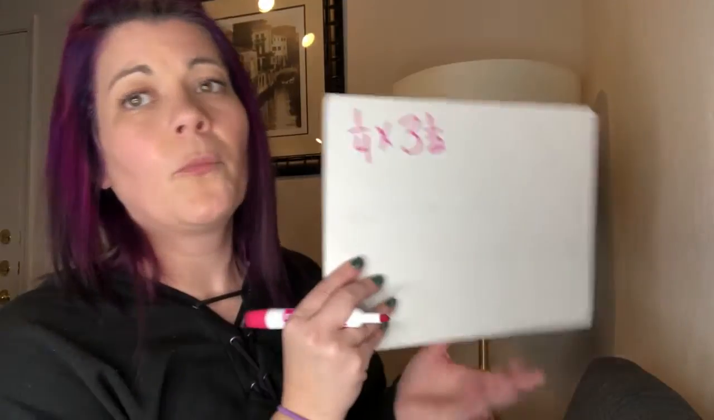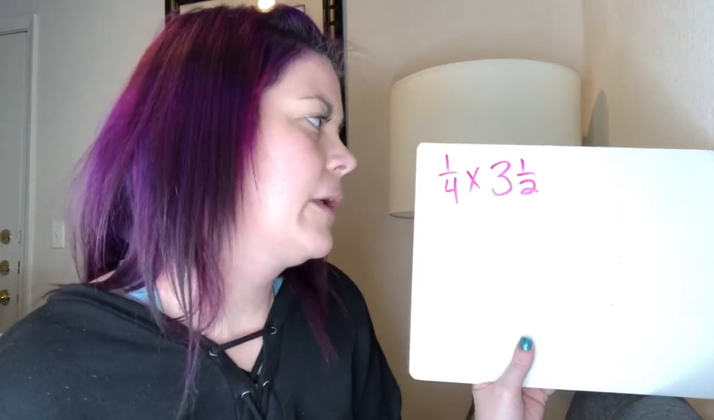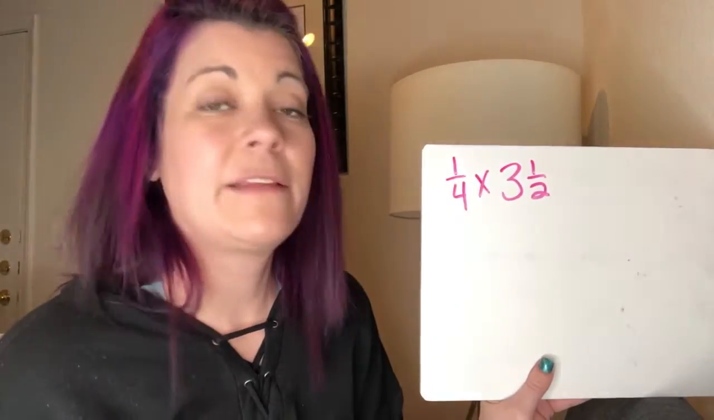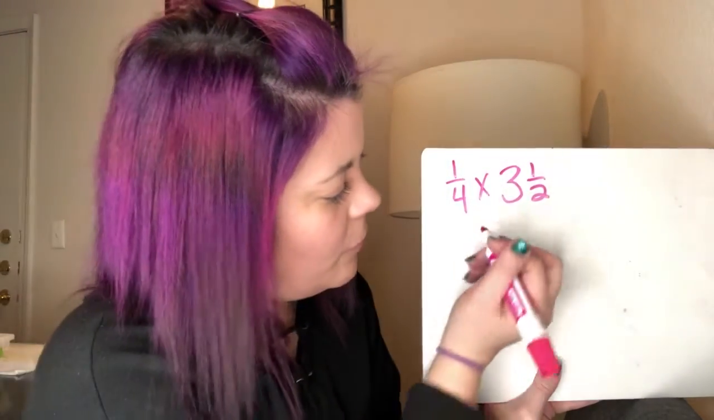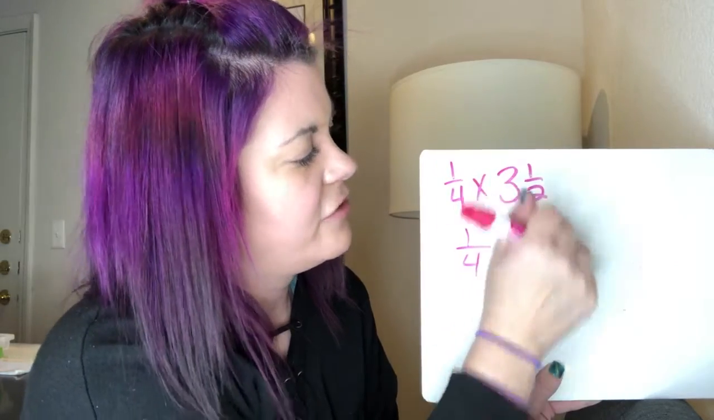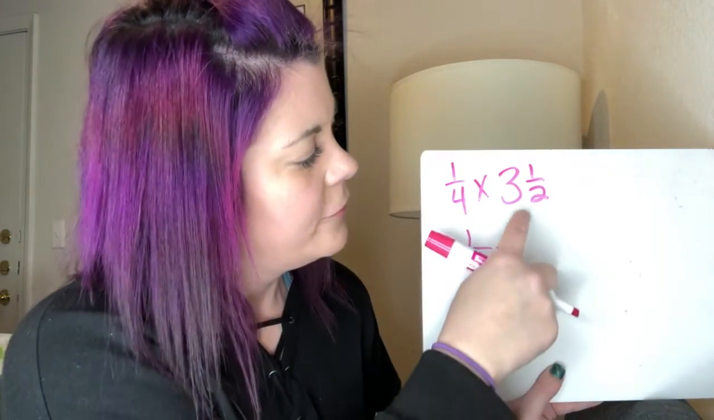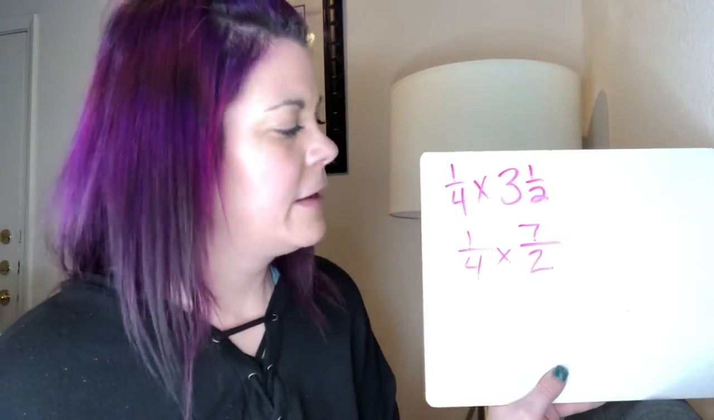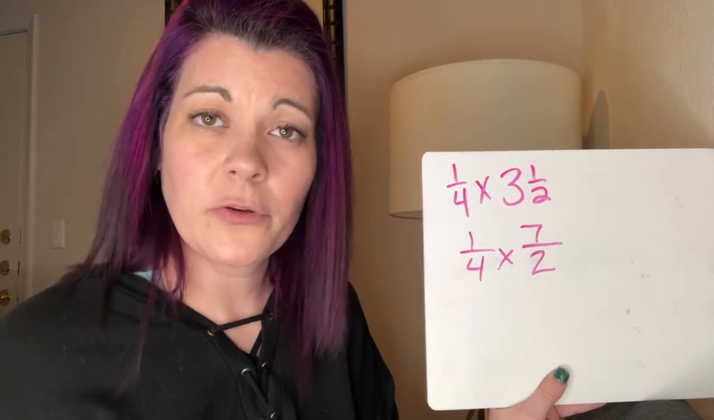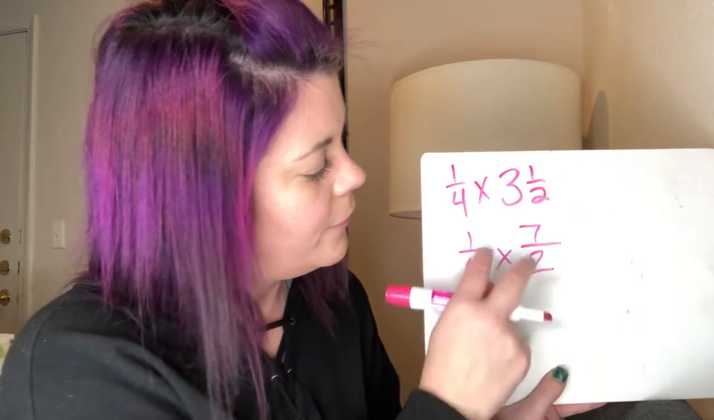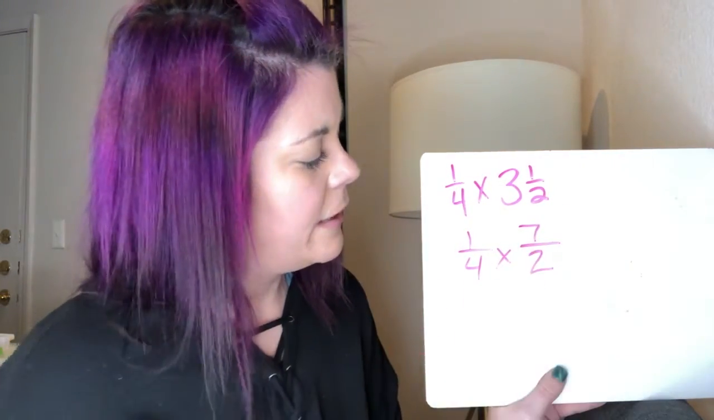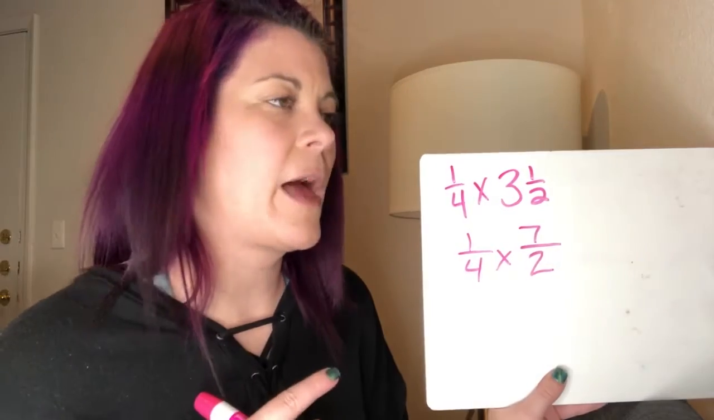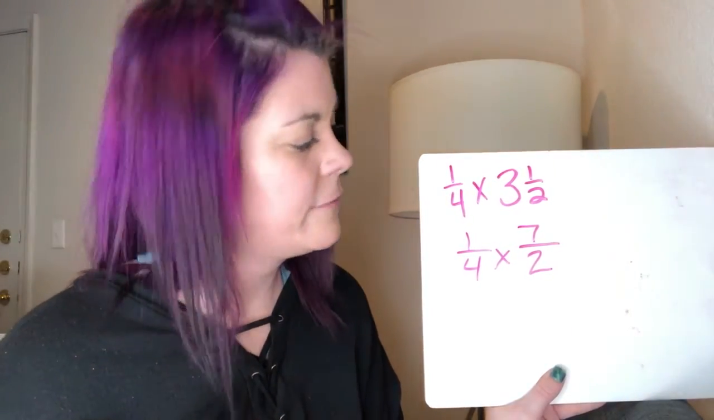Okay, so let's continue multiplying mixed numbers. What you have to know is that you have to change a mixed fraction to an improper fraction anytime you're multiplying or dividing. So we have 1/4, and then we have to change this 3 1/2 to an improper fraction. So 3 times 2 is 6, 6 plus 1 is 7. We keep the denominator. And then we just multiply like normal, like you learned in the multiplication and division of fractions. So we can check cross-reducing. And if you don't know how to cross-reduce, make sure and go back and watch the multiplication and division video.